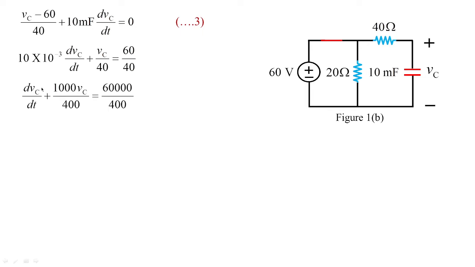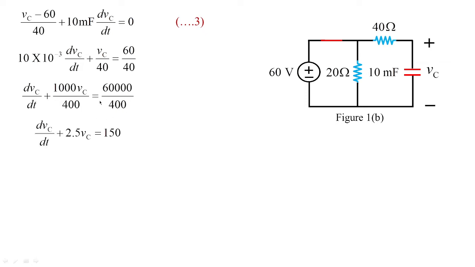So I'm going to get dVc by dt plus Vc, where this 10 milli is taken to the denominator. It becomes 40 into 10 milli value. So milli will go to the numerator, it becomes kilo. That is how we got 1000 Vc by 400. Similarly, 60 divided by 40 changes to 60,000 divided by 400.